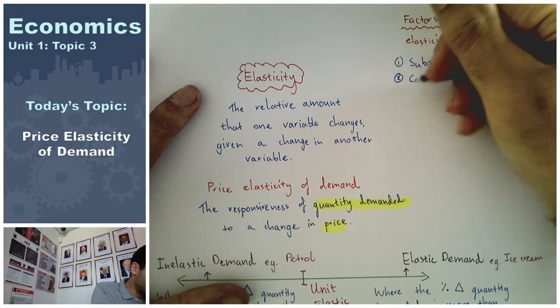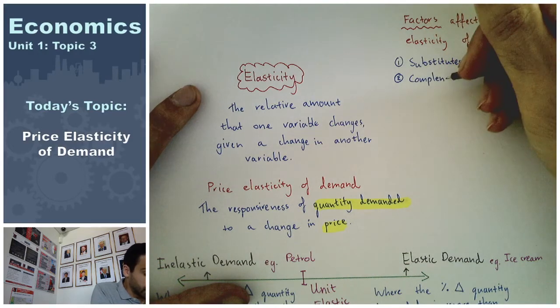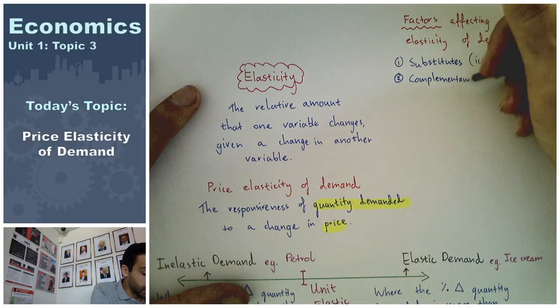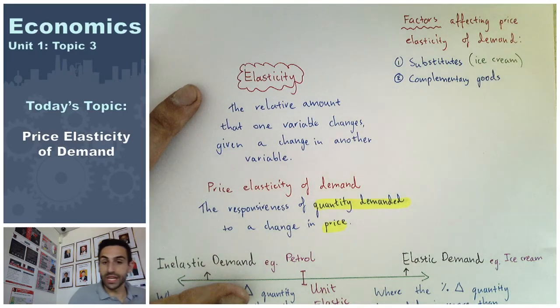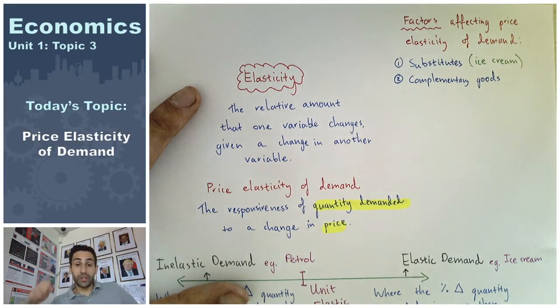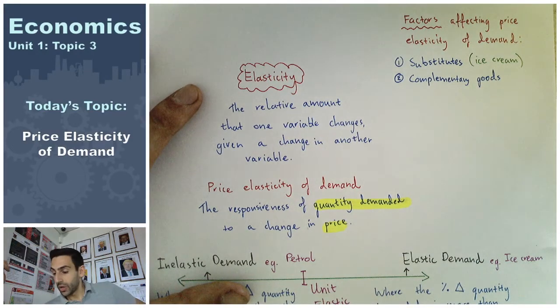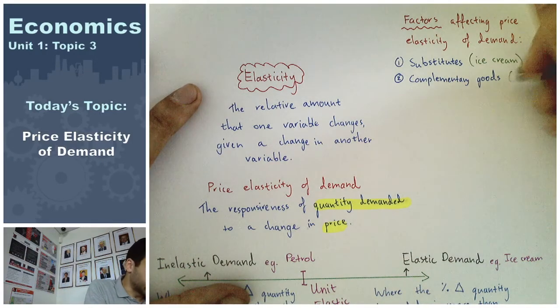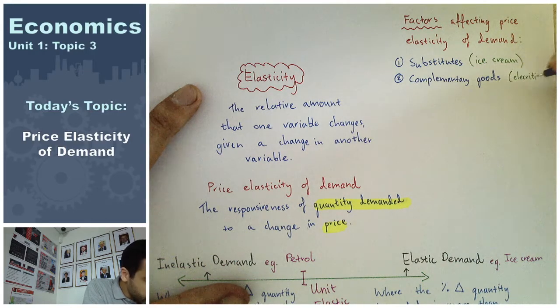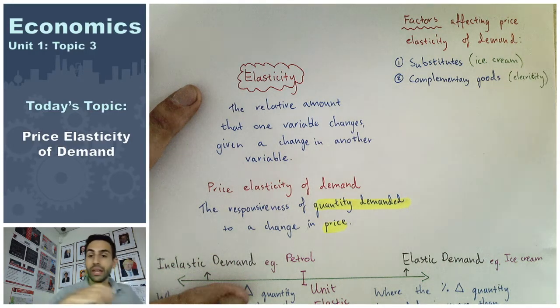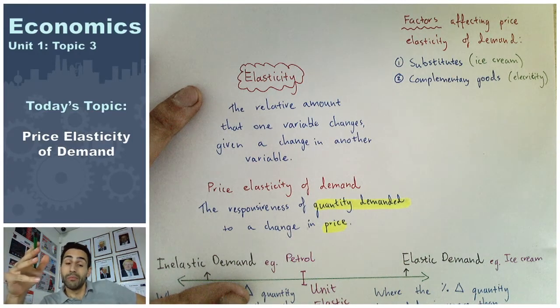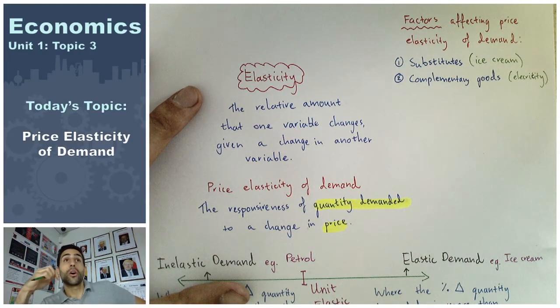Another factor could be complementary goods. In what sense? Well, you already know that complementary goods are two things that go together. They naturally are used, or one must be used with the other. So let's take, for example, electricity. Electricity will most likely have inelastic demand because it's a complementary good for so many things that we use on a day-to-day basis.